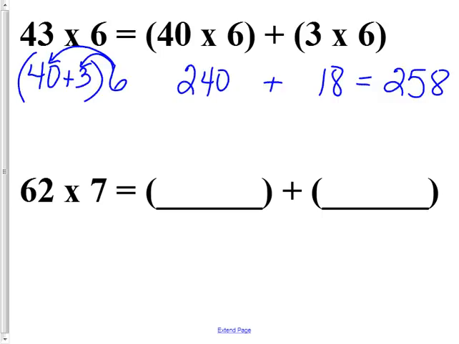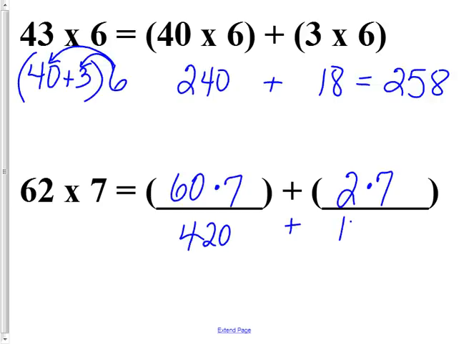So I could rethink 62 times 7 as 60 times 7 plus 2 times 7. So that gives me 420 plus 14, which is 434.